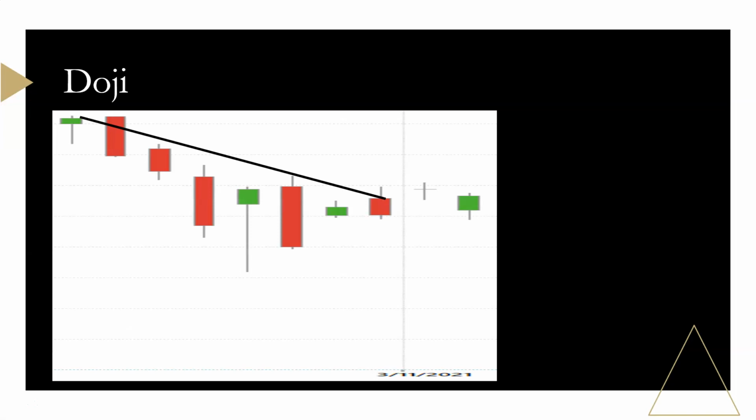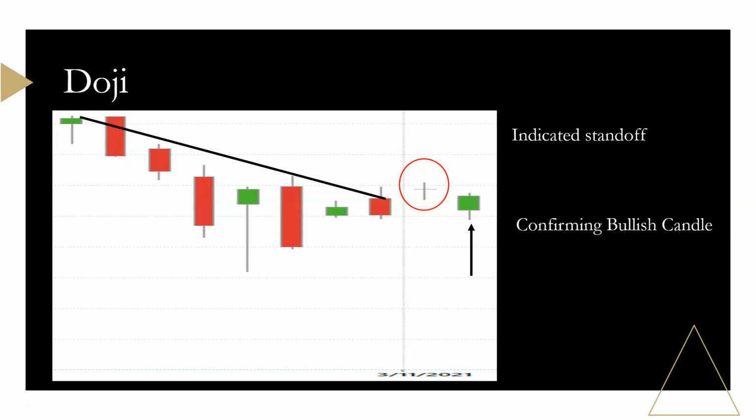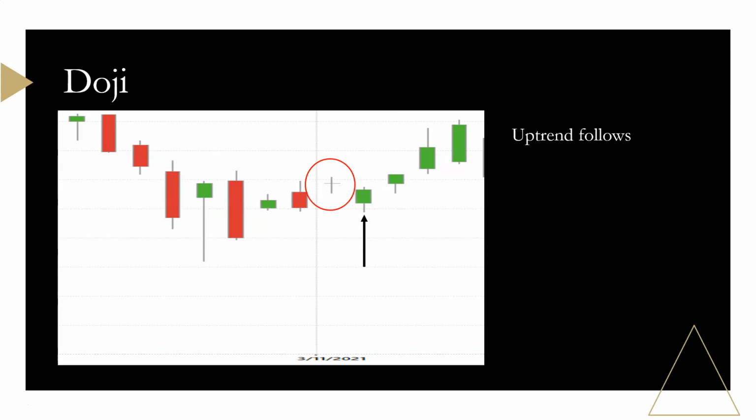That rematch comes in the form of the very next candle. There's your doji, identified, fresh off of a downtrend. That's where your draw takes place. Well, there's your rematch in the form of a confirming candle. And what that's telling us is, after the standoff, the bulls have now taken control. And as you can see, an uptrend follows.